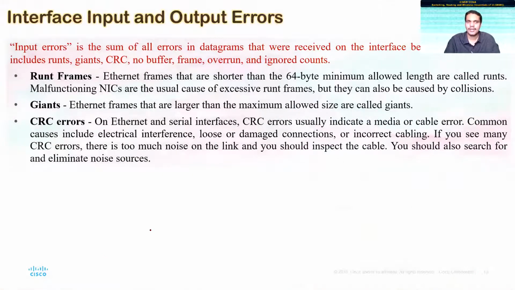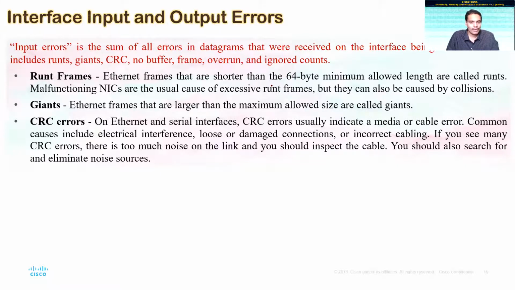So input errors is the sum of all errors in the datagrams that are received on the interface being monitored, which includes runts, giants, CRC, no buffer, frame, overrun, or ignored counts. A runt frame means any frame which is less than the minimum 64 byte size. Usually they are discarded. These are actually created by collisions. Giants means the frames whose size exceeds the maximum limit. Once again, they are also discarded.